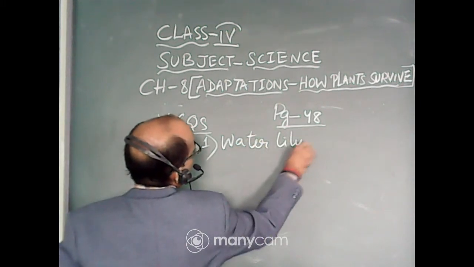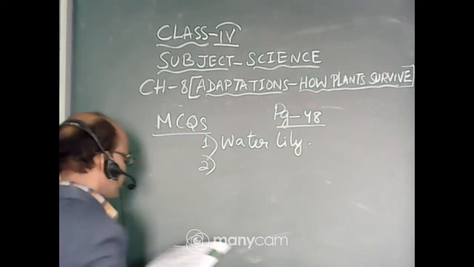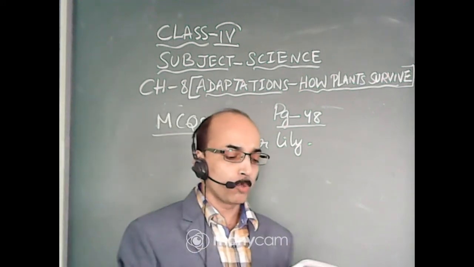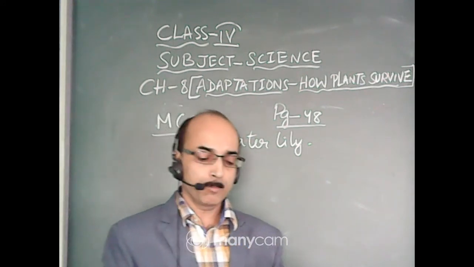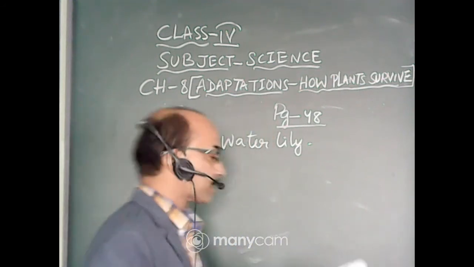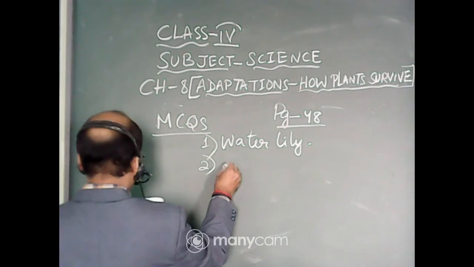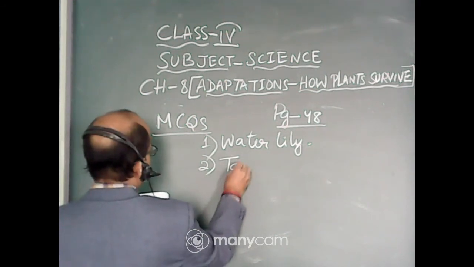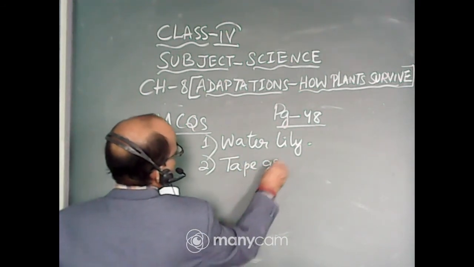Number 2, dash has no stomata. Options are tape grass, mangrove, lotus. So which has no stomata? Tape grass. It is an underwater plant, so no stomata is present. Tape grass.